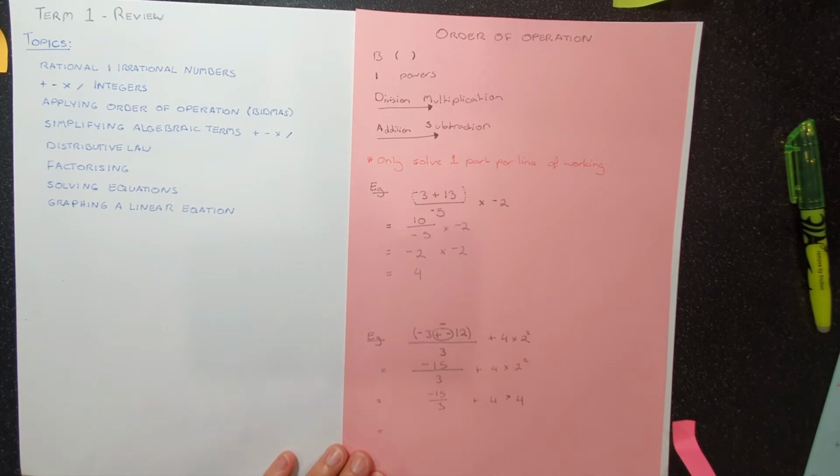Now I look at my operators again. I've got a divide, an add, and a times. My division and my times have the same strength, but again I have to work from left to right. So the one on the left is negative 15 divided by 3. Negative 15 divided by 3 is negative 5. I copy out the rest because I've just worked out a piece of the problem.